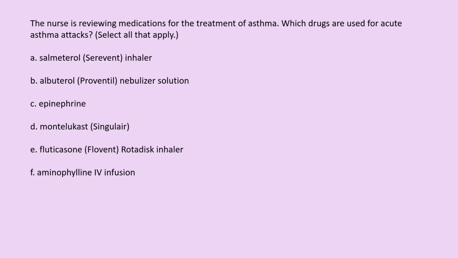The nurse is reviewing medications for the treatment of asthma. Which drugs are used for acute asthma attacks? Select all that apply. A. Salmeterol, Serevent, inhaler. B. Albuterol, Proventil, nebulizer solution. C. Epinephrine. D. Montelukast, Singulair. E. Fluticasone, Flovent, Rotadisk inhaler. F. Aminophylline IV infusion.